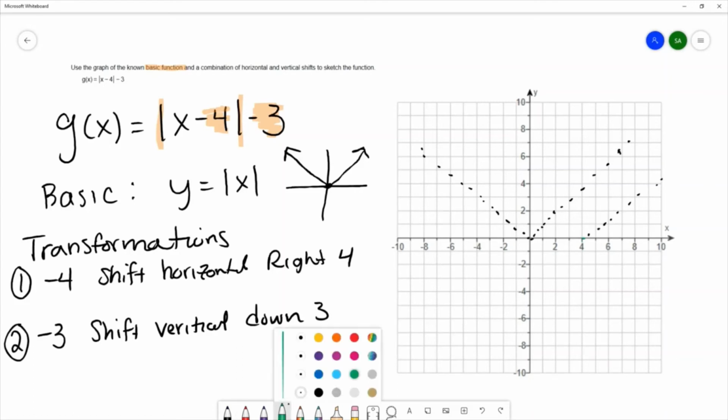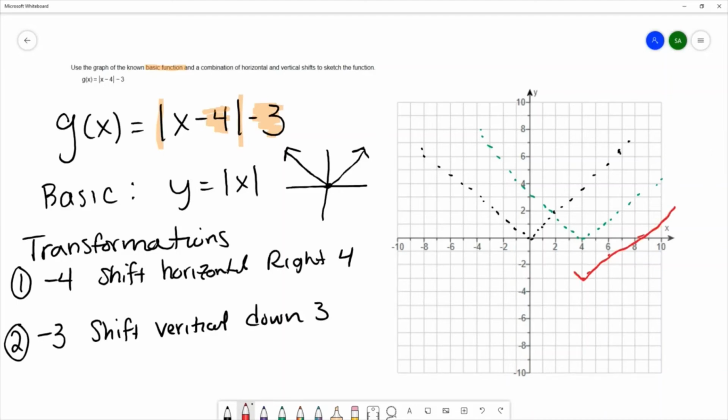Trying to use a different color so you can see it. That's the absolute value graph shifted right 4, and then we'll shift those points down 3. And I'm going to draw this solid because this is the final graph. This is the graph of g of x equals absolute value of x minus 4, minus 3.